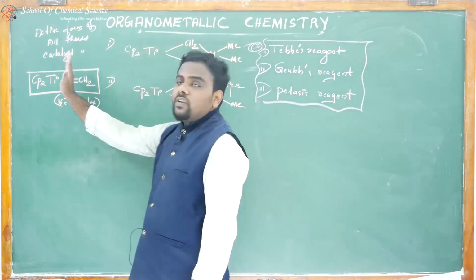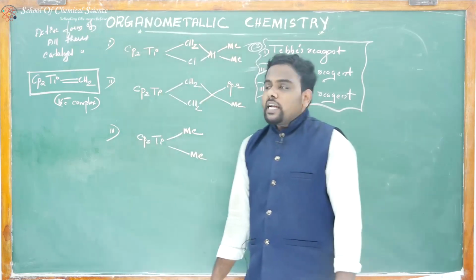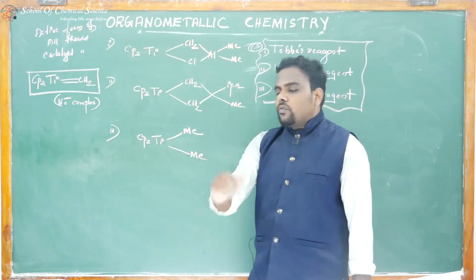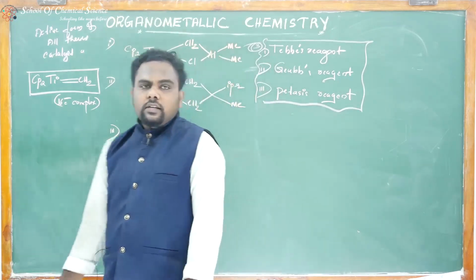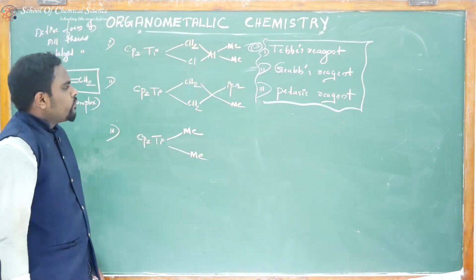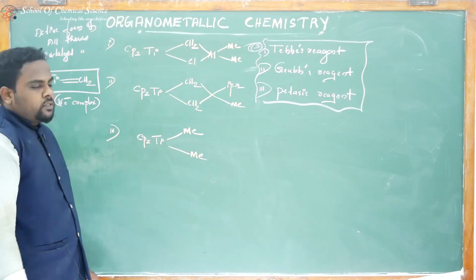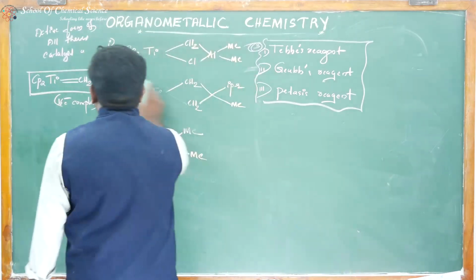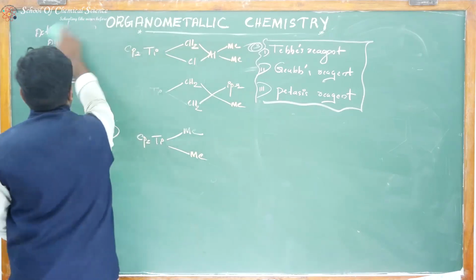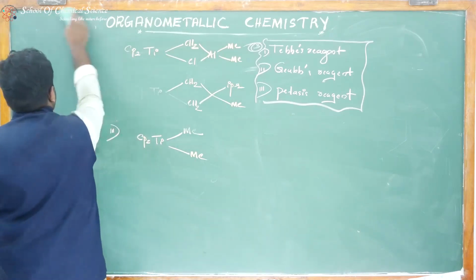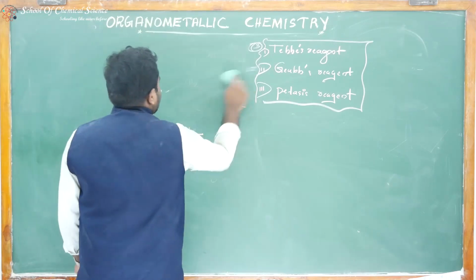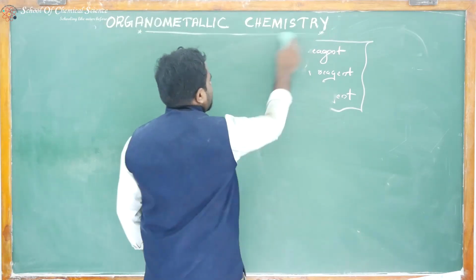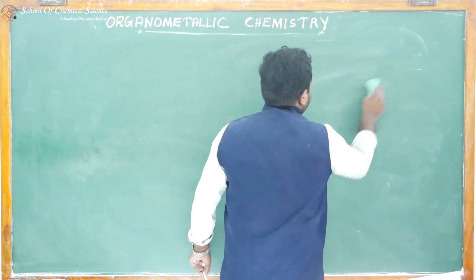Sometimes this is directly given in the question paper. Cp2Ti=CH2, which is a 16 electron complex, that is the active form of the catalyst. Clear? Okay, so starting our discussion from the very first one, Tebbe's reagent. Function of all these catalysts same.